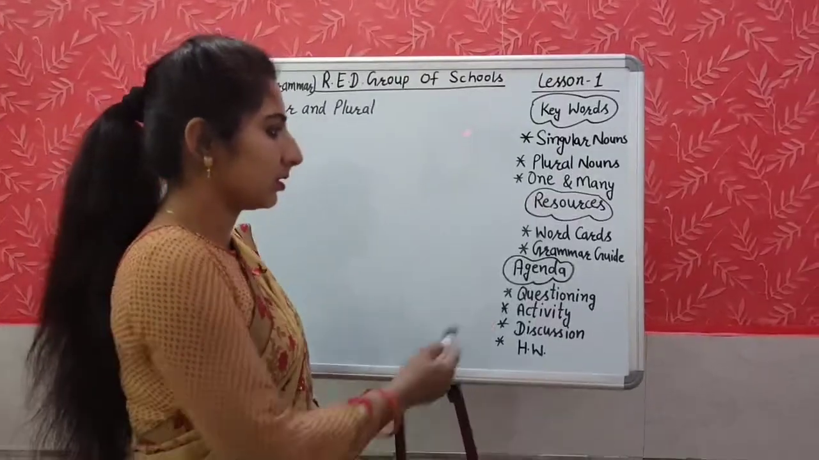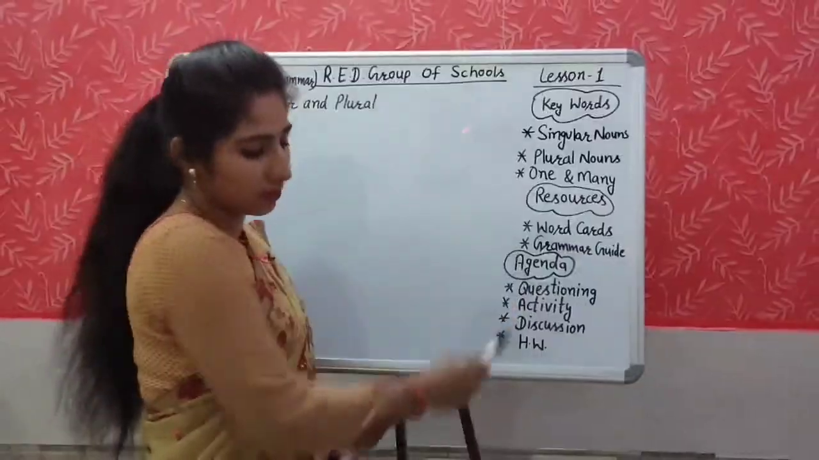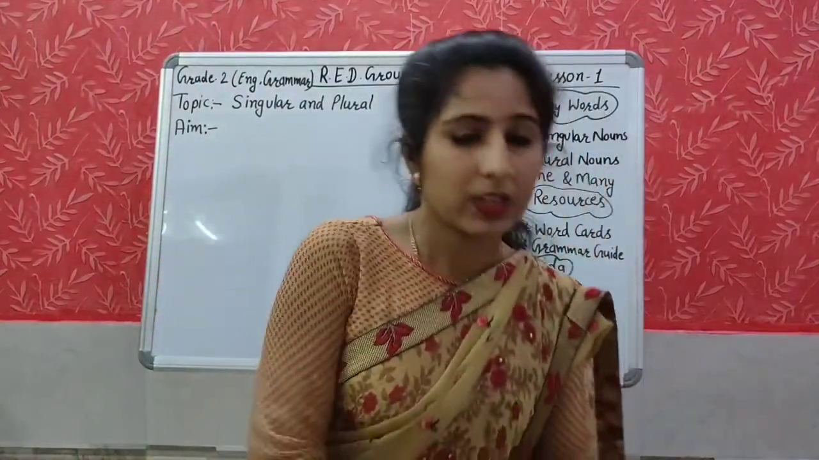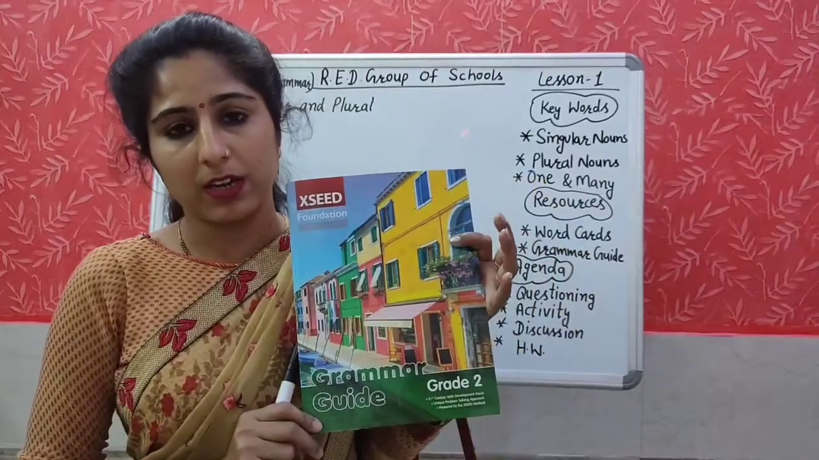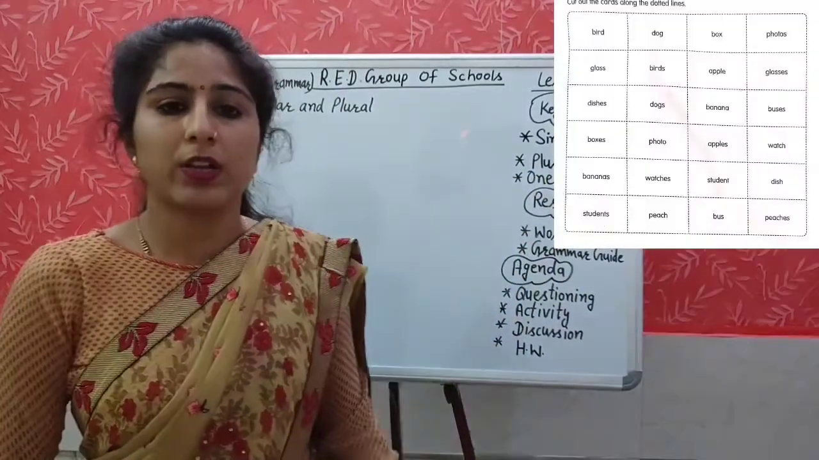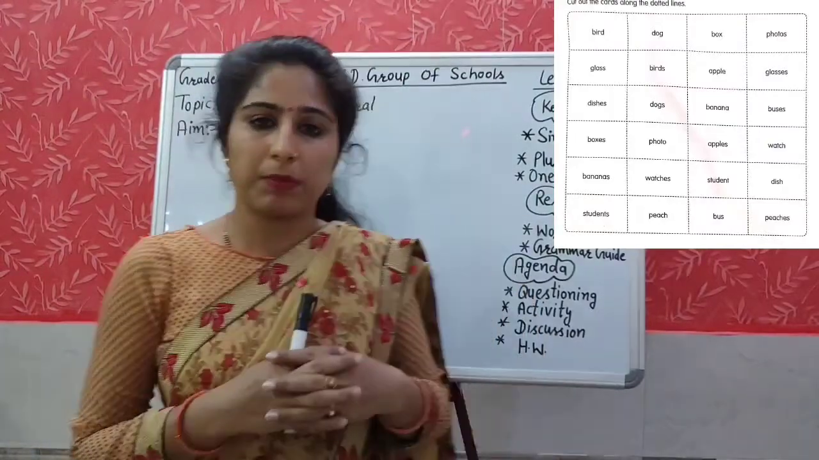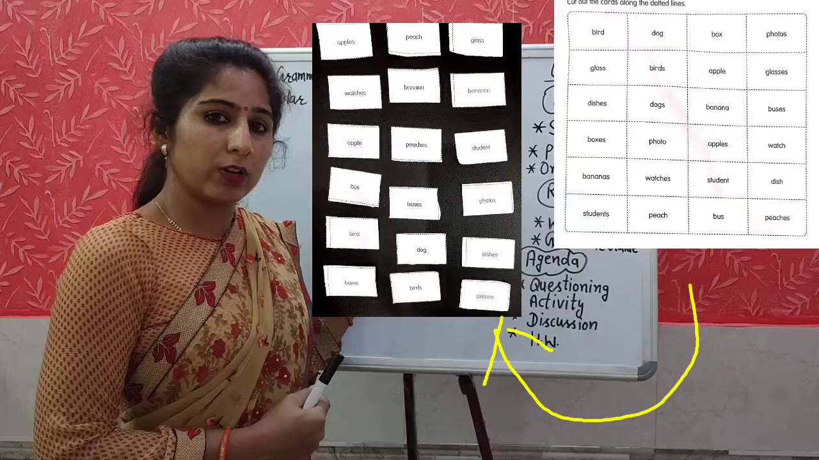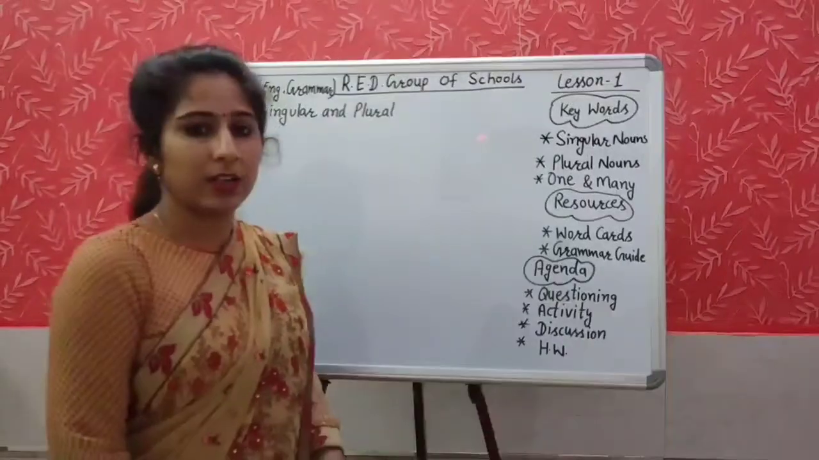What are the resources? The word cards which are given in this English grammar guide, on page number 53. What will you do? You will tear that page and make the cutouts for that. As I have made the cutouts, you will also make like that. And the English grammar guide.